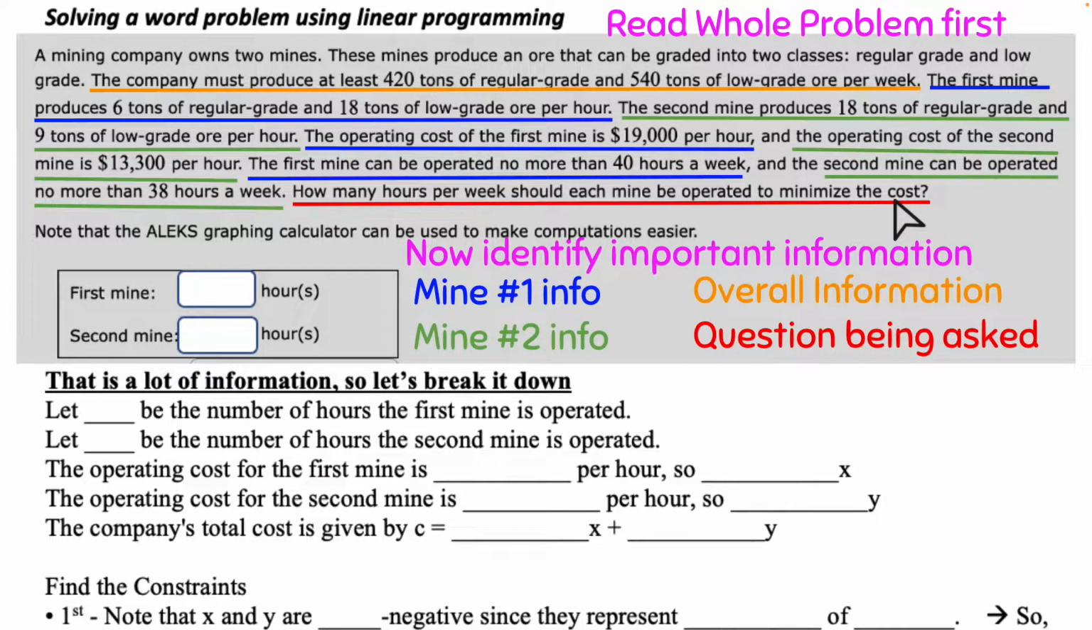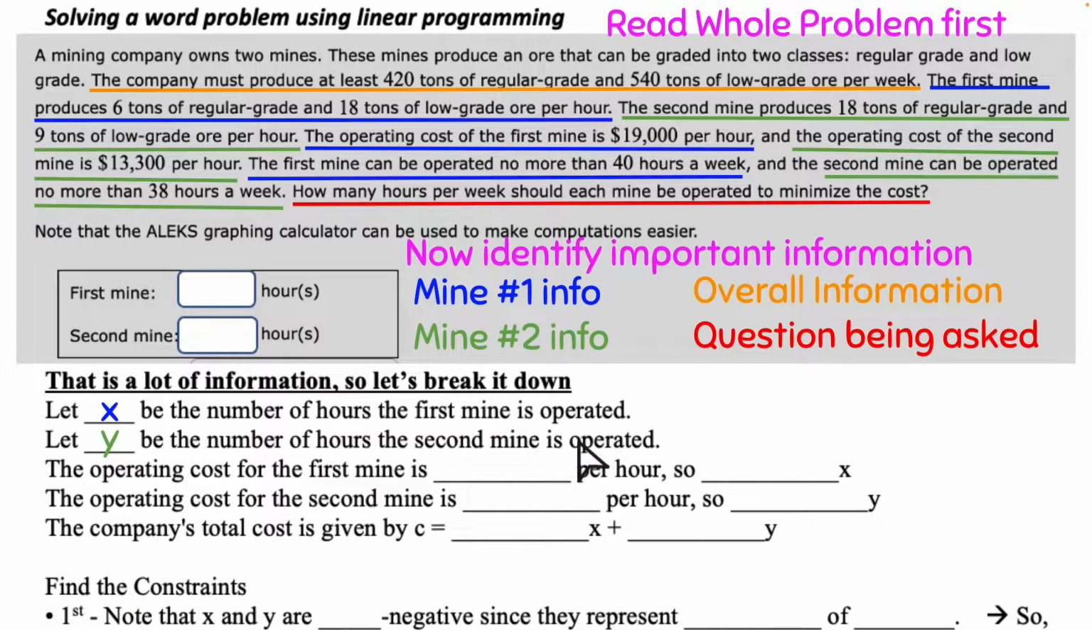All right, so now that we've chunked out the information, let's go through and start filling this out. We have to identify our variables. We have the number of hours the first mine can be operated and the number of hours the second mine can be operated, so we have X and Y. They could be any variables; it doesn't need to be X and Y. I just by chance chose X and Y. So X is the number of hours for the first mine, and Y is the number of hours for the second mine.